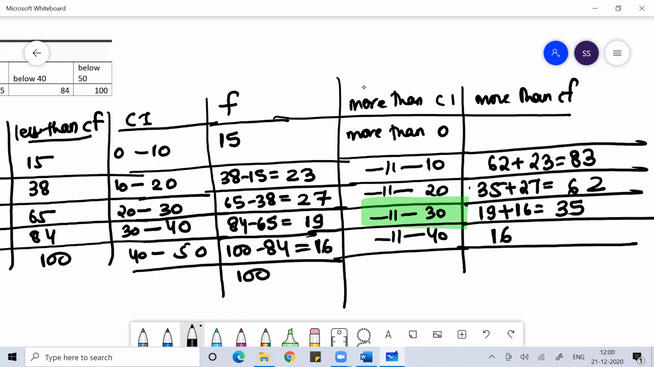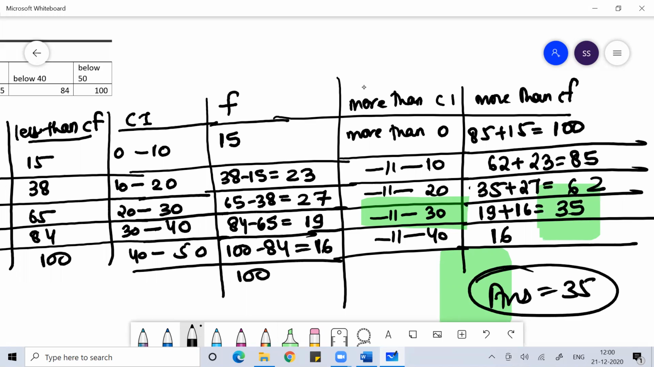Okay, so this is 16, 16 plus 19, this is 35. 35 plus 27, so this is 62, 62 plus 23, then it is 85, and 85 plus 15, then it is 100. The answer for this would be 35. So whenever we do more than, we'll start from the bottom.